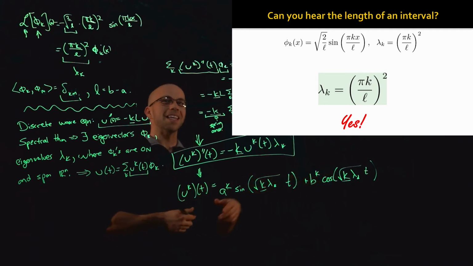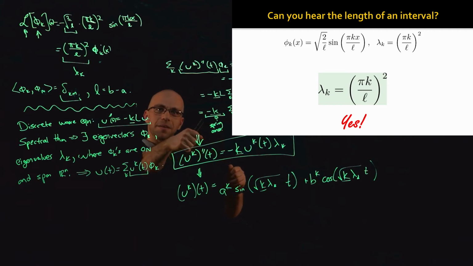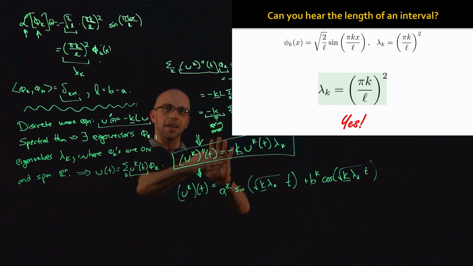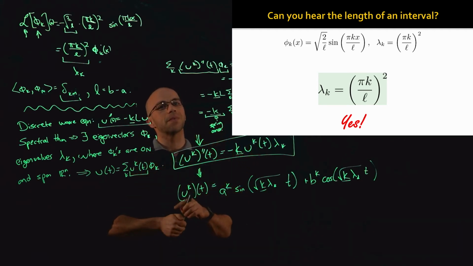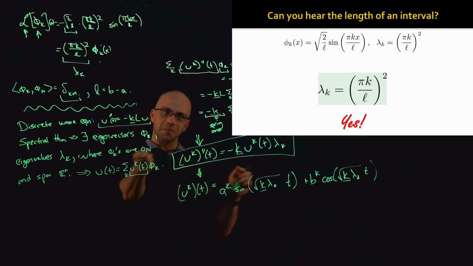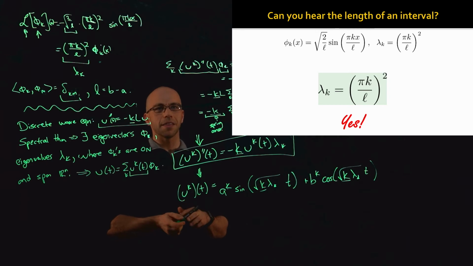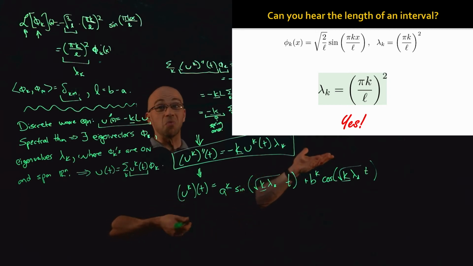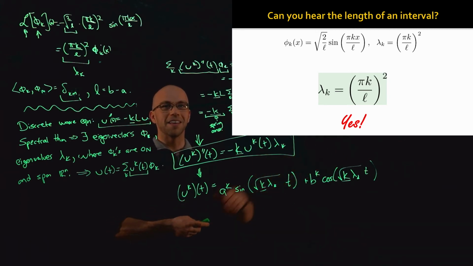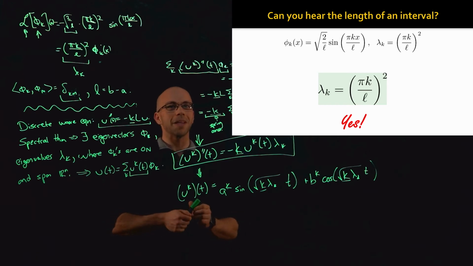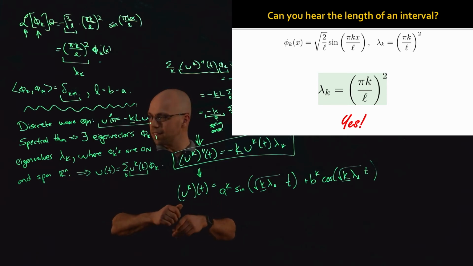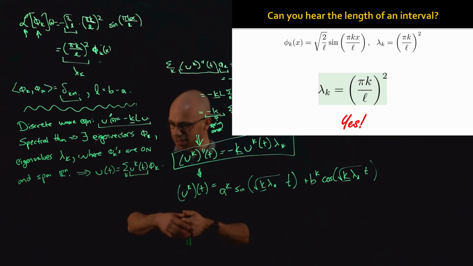So what does that mean? That means as my string gets longer, the eigenvalues decrease towards 0. So if I give you the list of lambda k's, well, then I can actually tell you the length of the string, right? In fact, I only need 1 lambda k in the one-dimensional case. And it's just by inverting this formula. So you can hear the length of an interval. So finally, we can erase and move on to the higher dimensional case.